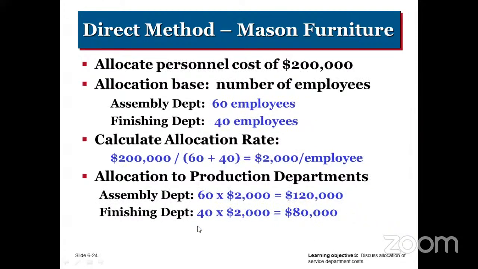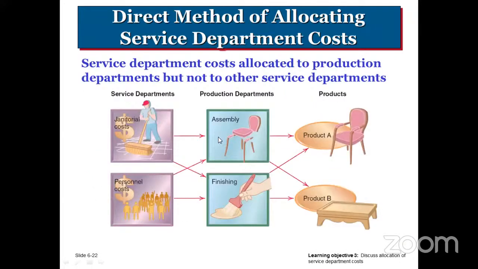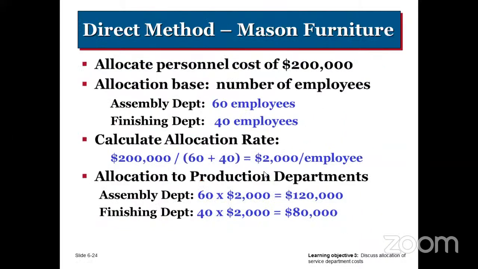Okay. Same, personnel cost 200,000. Want to give to assembly, want to give to finishing. So 200,000. This time the allocation base is based on employees. So 60-40. So easy, 200,000 divided by 60 plus 40. So 2,000 per employee. So for assembly department, they have 60 employees times 2,000. They will get the allocation from HR department of 120,000. And finishing department, because of 40 employees times 2,000, will get 80,000. Simple as that. You will get back 200,000.